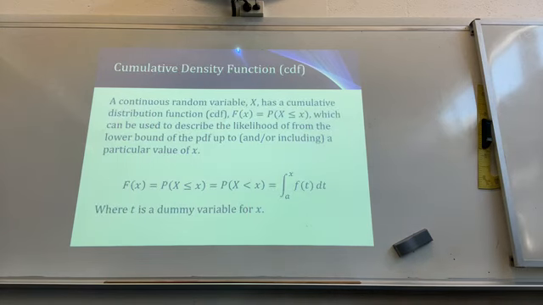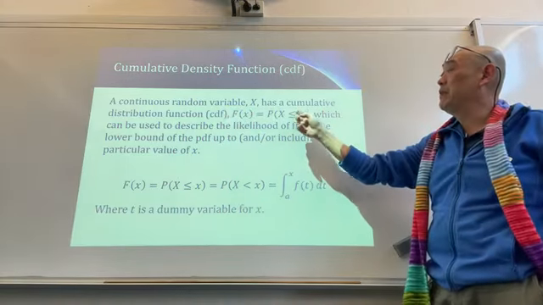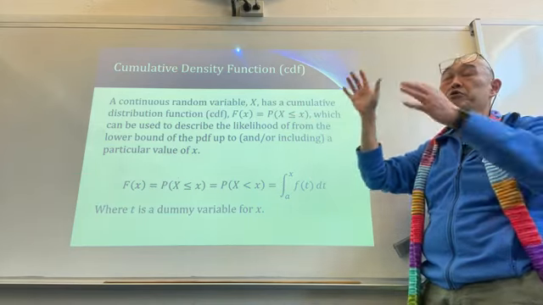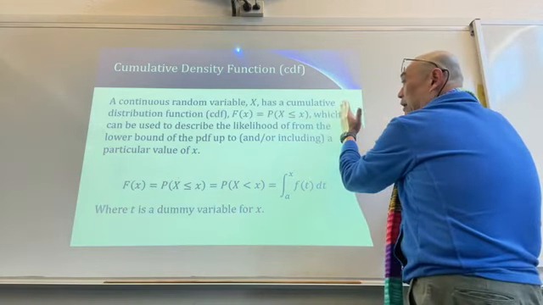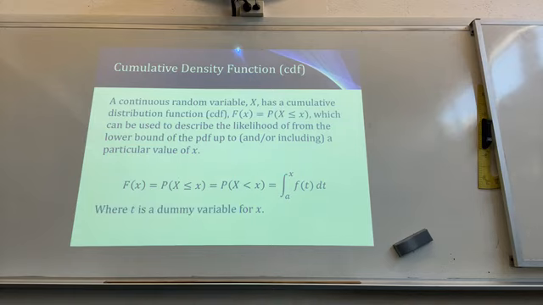Let's think about the cumulative distribution function. If we have a PDF, we should have a CDF as well. All right? So a continuous random variable X has a cumulative distribution function, CDF, where F(x), I use capital F(x), is the probability of X less than or equal to x. So you know that it is cumulative from one point to the other, which can be used to describe the likelihood from the lower bound of the PDF up to and including a particular value of x.